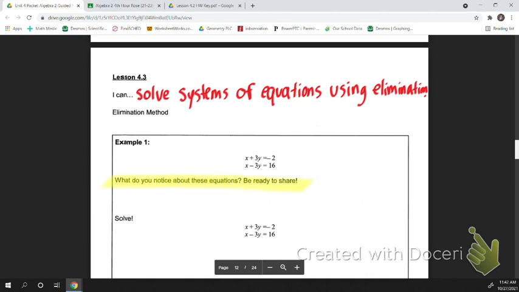Okay, what do you guys notice about these equations? They're kind of the same form. Do you notice that? Standard. Yeah. They're both in standard form. I would write that down. They're both in standard form.